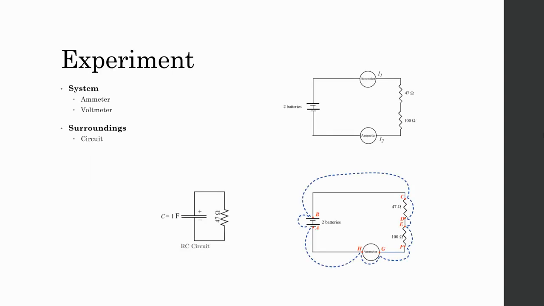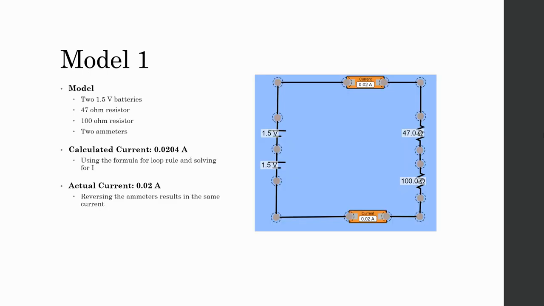In this experiment, several different circuits were created. The system is the ammeters and voltmeters, while the surroundings is the circuit. In the first circuit, two 1.5 volt batteries, a 47 ohm resistor, a 100 ohm resistor, and two ammeters were used. By using the loop rule formula, the calculated current was found to be 0.0204 amperes. The actual current, as depicted on the ammeters, is 0.02 amperes. Reversing the ammeters results in the same current.